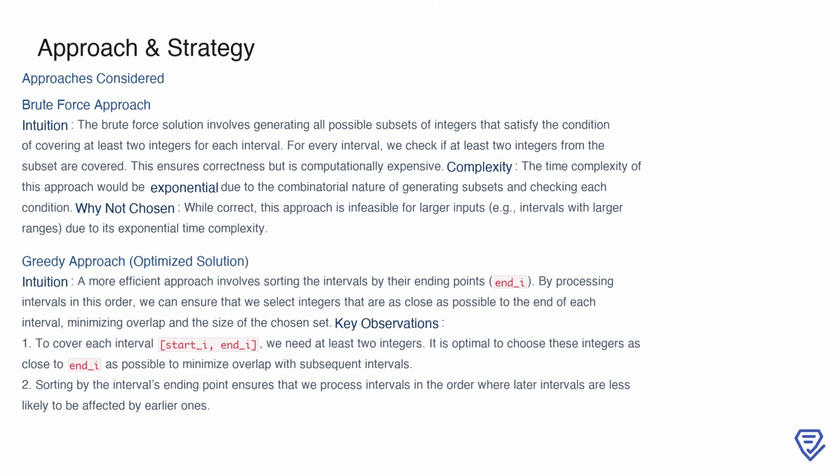Two important observations make this approach effective. First, every interval needs at least 2 integers to satisfy the problem's condition, and second, choosing integers close to the interval's endpoint ensures minimal interference with future intervals. Sorting by the endpoints is what allows this strategy to work seamlessly.